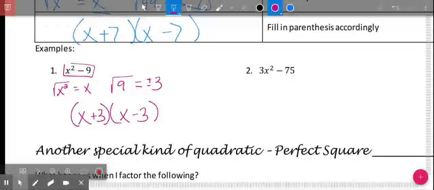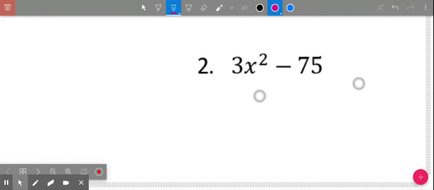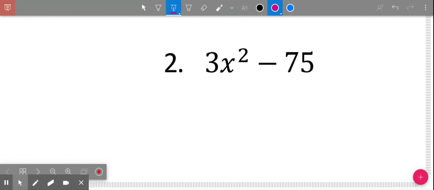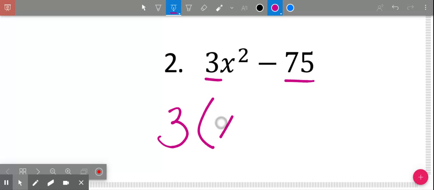All right. Let's look at number 2. Now, we haven't really talked about this, but someone remind me or think to yourself, okay, what is the very first thing we always have to look for when we factor? You should be rolling your eyes and saying the greatest common factor. We know. We always look for the greatest common factor first. And 3 and 75 have a greatest common factor of 3. So we're going to take out the 3, and then we'll have x squared. 75 divided by 3 gives me minus 25.